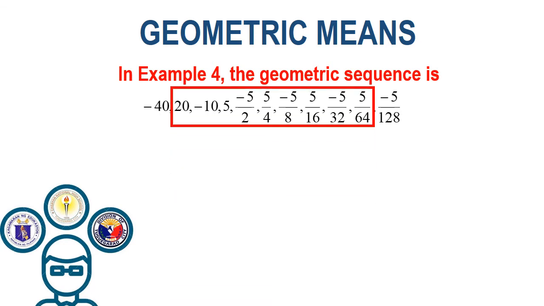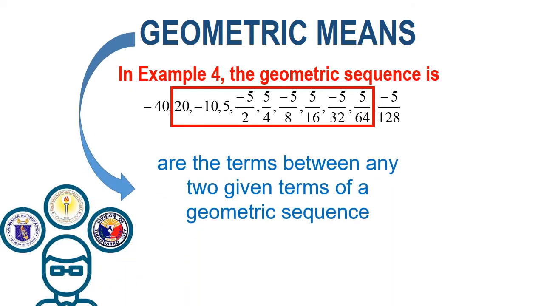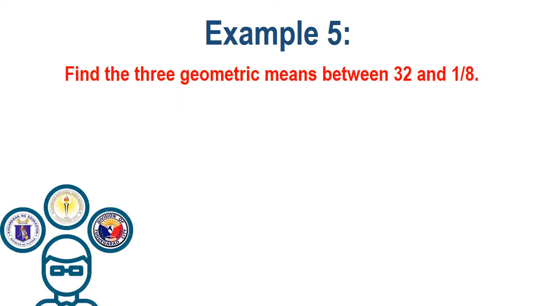These are 20, -10, 5, -5 over 2, 5 over 4, -5 over 8, 5 over 16, -5 over 32, and 5 over 64. Geometric means, therefore, are the terms between any two given terms of a geometric sequence. On that note, let us try our fifth example.